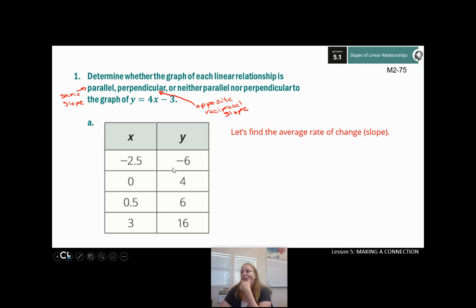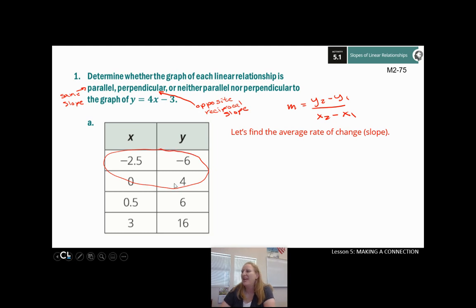We said for slopes, I just need to know rise over run. For a table, that means I just need to pick 2 points, and I can use my slope formula. You remember your slope formula? How you have to subtract your y's on top, subtract your x's on the bottom, and that'll help you find your slope. So pick 2 points to make it easy. I'm just going to pick these 2 points. They are convenient.